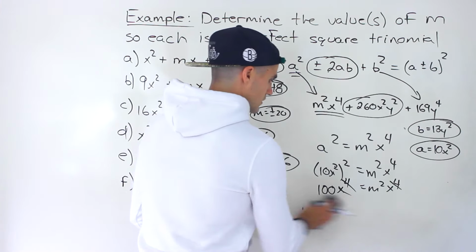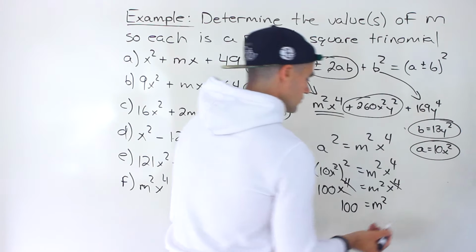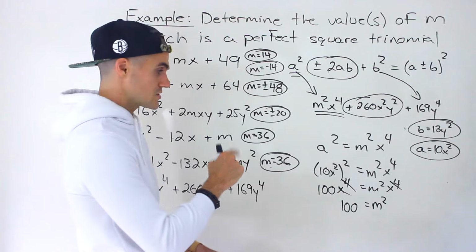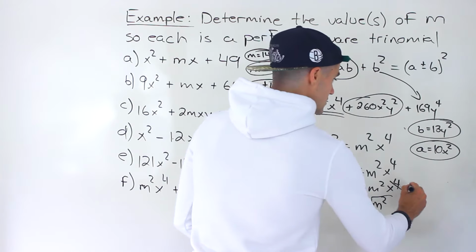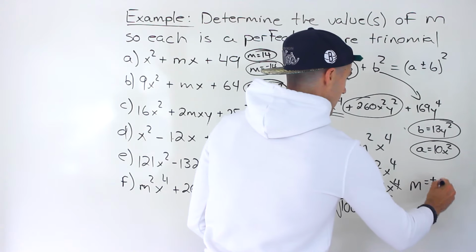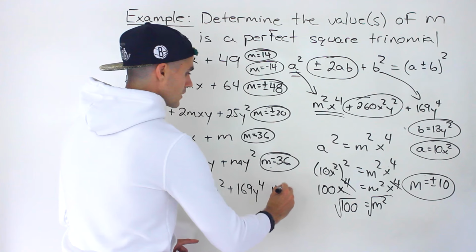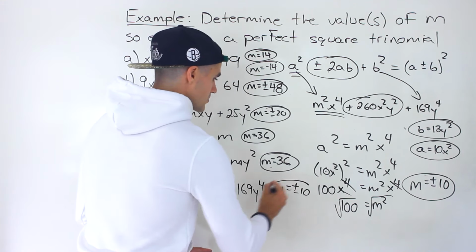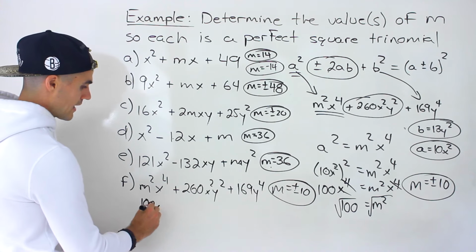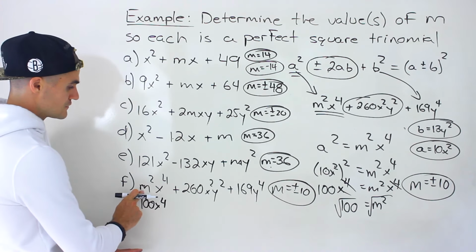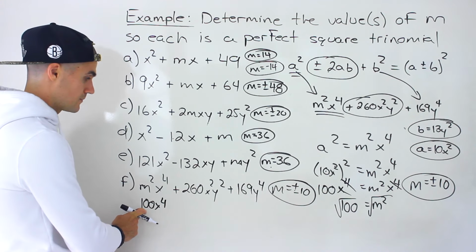Right? Let's actually continue going in line here. I'm just worried that I'm running out of room. So we have 100 equals m squared. To get the m by itself, square root both sides. So notice the m value can be plus or minus 10. So that's going to be the answer here. Because whether it's plus or minus 10, positive 10 squared, we're going to end up with 100x to the 4. Or if we plug in negative 10 for m, negative 10 squared would give us that positive 100 here anyway.